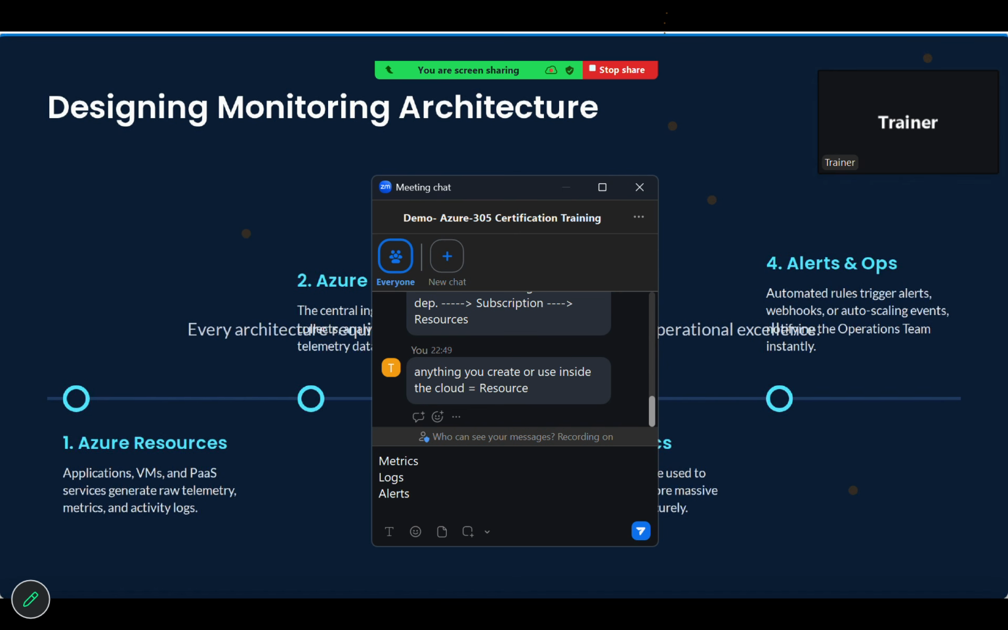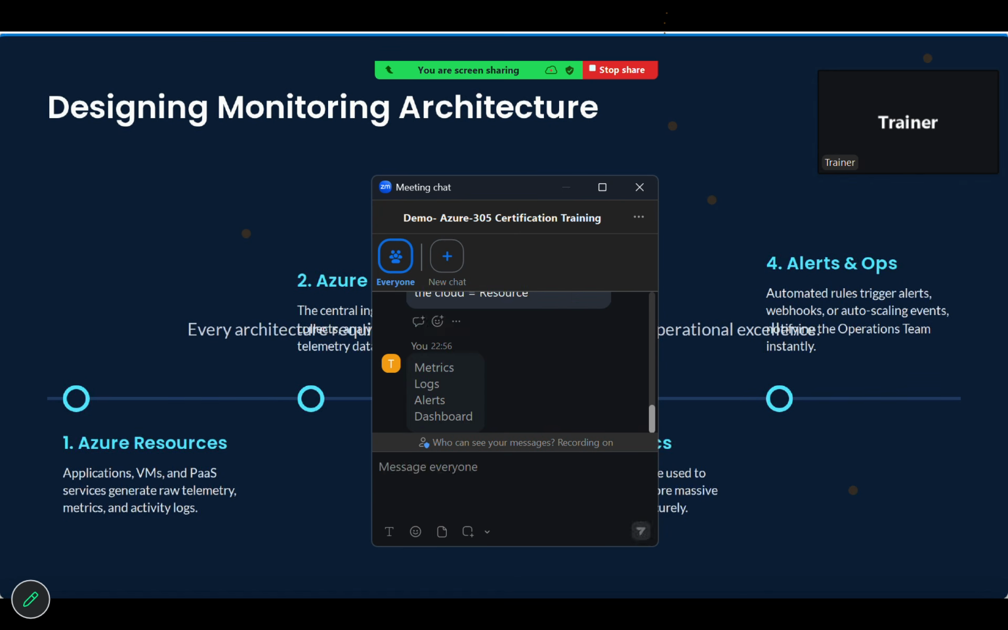Do you have any idea what comes under observability? First one is metrics, second one is logs, and then alerts. The fourth one will be your dashboard, a dashboard for your VM or any resource.